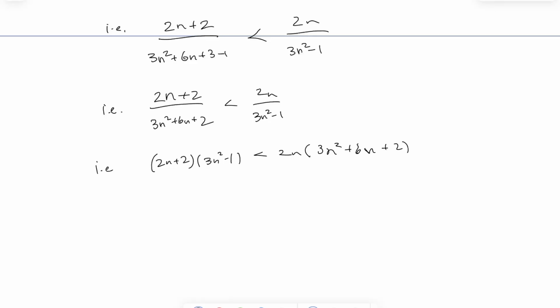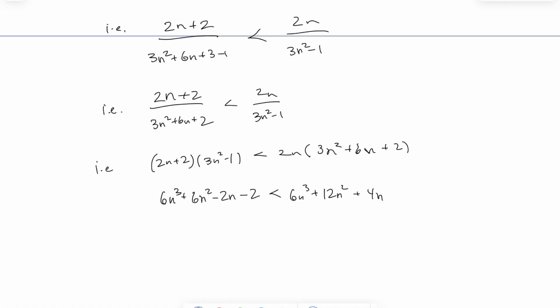All right, and now distribute on the left. It says 6n cubed on the front. The inside term is 6n squared. The outside term is minus 2n, and on the very end, minus 2. And then on the right side, less than, distribute there. 6n cubed plus 12n squared plus 4n.